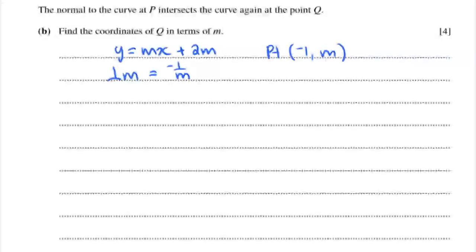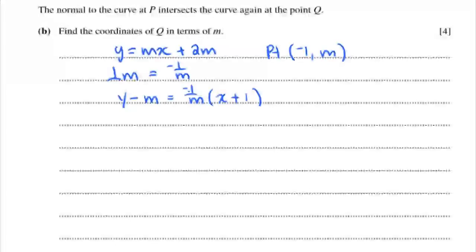So the perpendicular gradient is -1 on m. The point is -1 and m. How do we find the equation of the line? Let's use y minus y1 is equal to m, -1 on m, x minus x1. Oh, x plus 1. All right, so that's the equation of the normal.